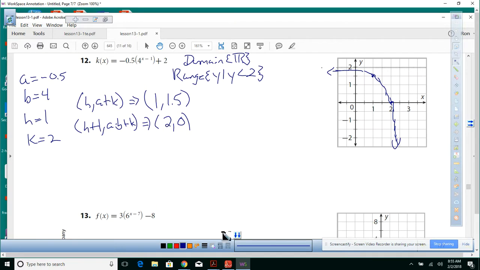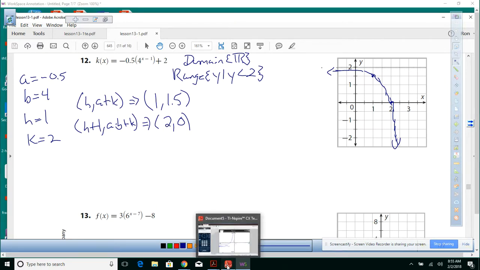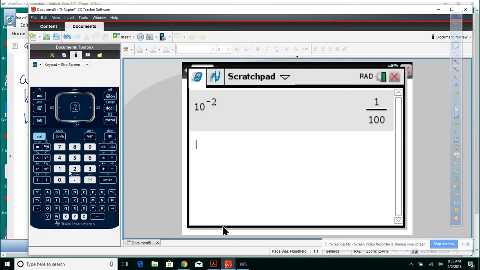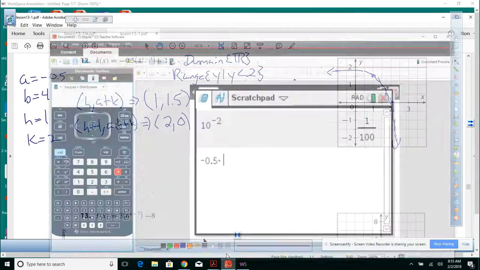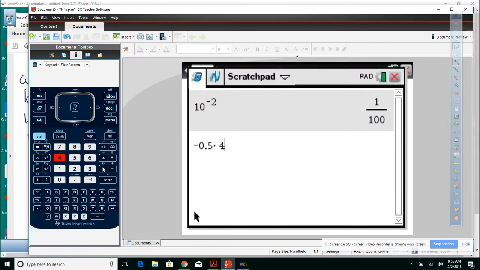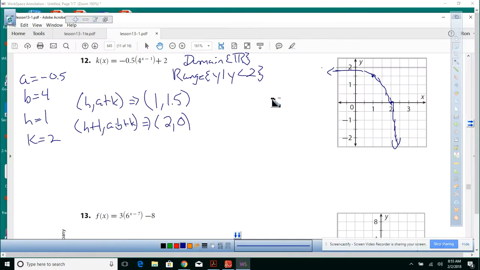And you realize you can do these in the calculator, right? Let's go. -0.5 times 4 plus 2. Is that right? Plus 2. Yeah. And press enter. That gives you 0. So, yeah, there you go. Domain, range, asymptote. Did I miss it? I think I got it over there.